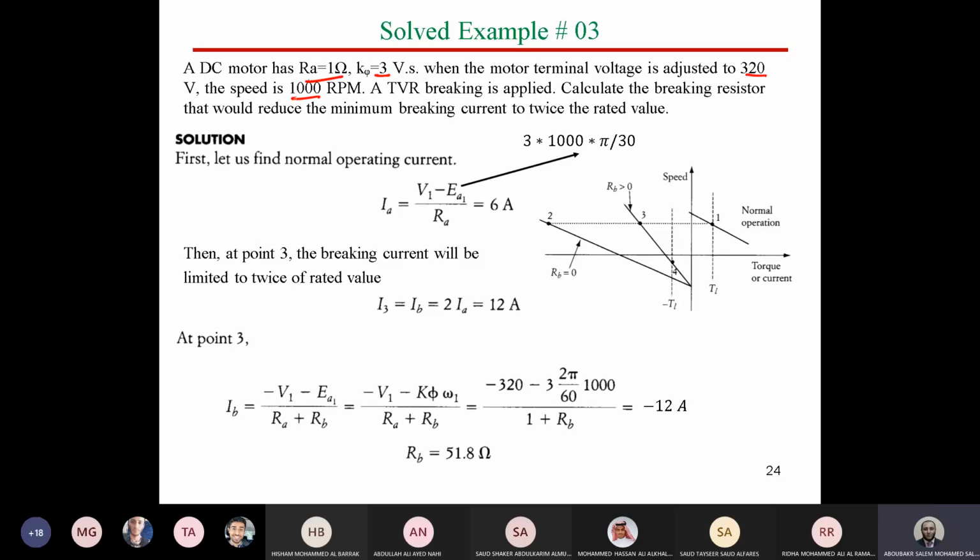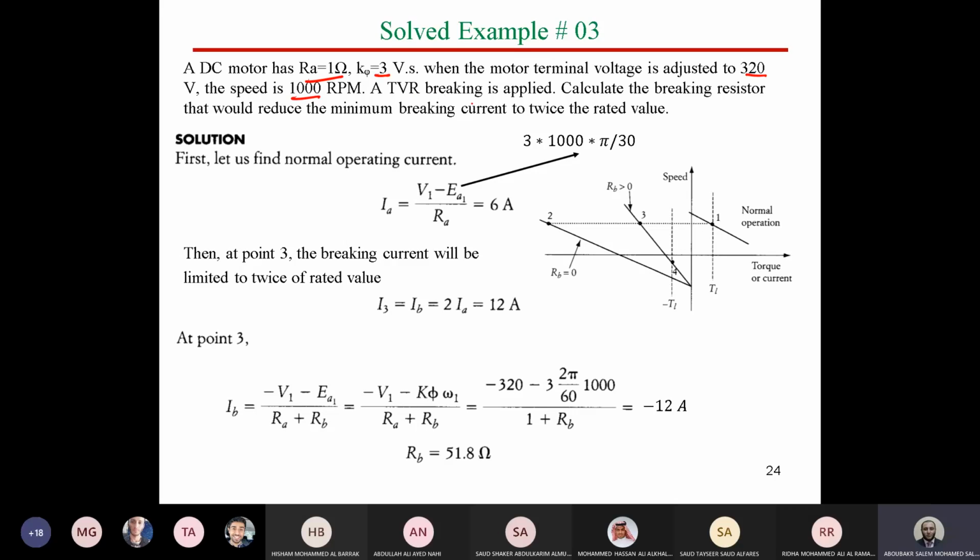So by default, the first step is to calculate the value of KFI. But here, KFI is given. So we will use this data in order to get the machine current. Then, calculate the braking resistor. So we are going to make now a TVR. We said TVR is the abbreviation of terminal voltage reversal. So it's counter current braking.